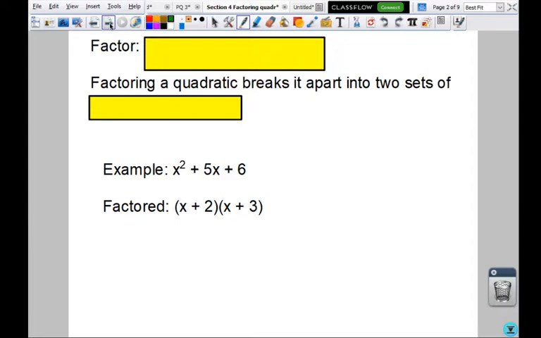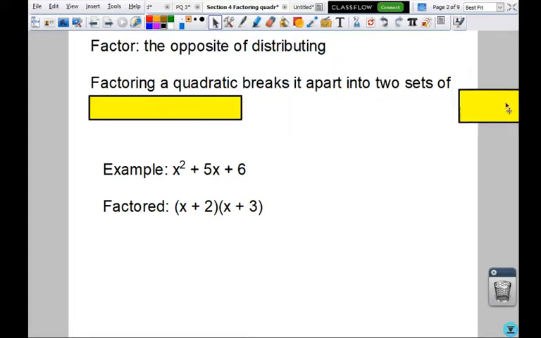So quadratic equations, factoring is kind of like the opposite of distributing. Do you guys remember foiling? The FOIL method. That's what we're doing today. We're doing the opposite of FOIL.